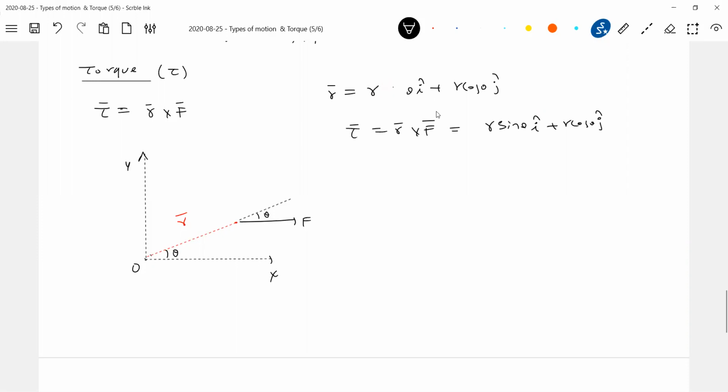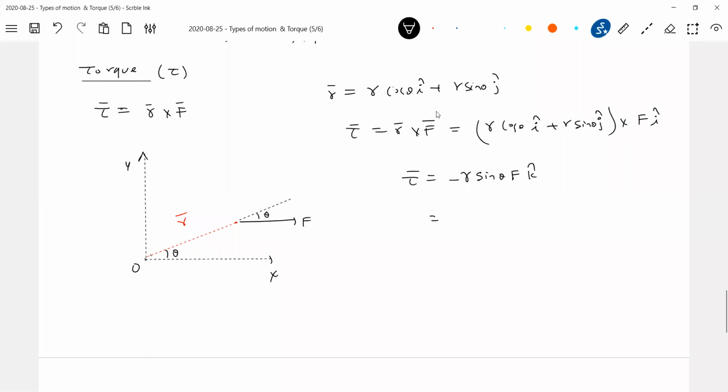So this is R cos theta i cap, and this is R sin theta j cap, cross. So what is the force? The force is acting along the x-axis, F i cap. So let's do one thing. i cross i will be 0. j cross i will be minus k. So I'm getting R sin theta F times minus k cap.